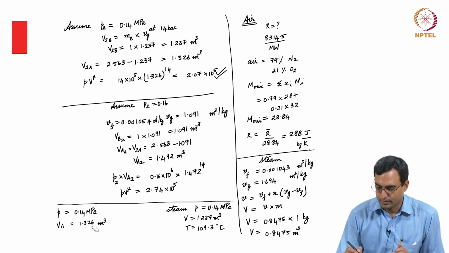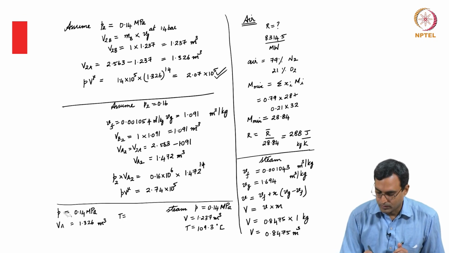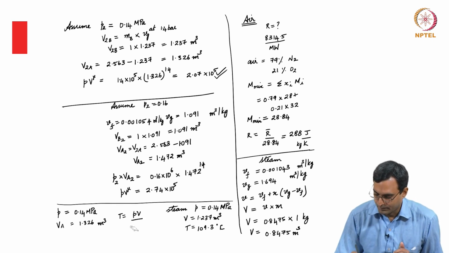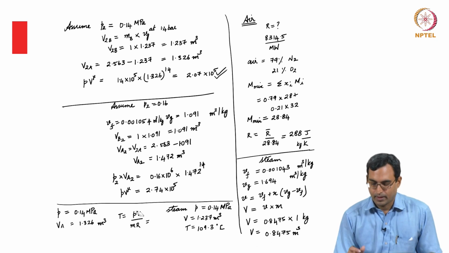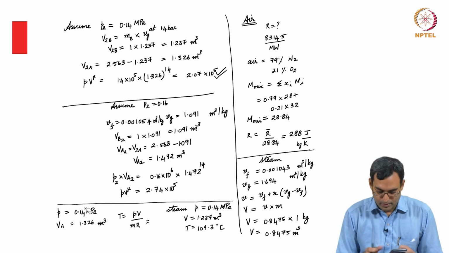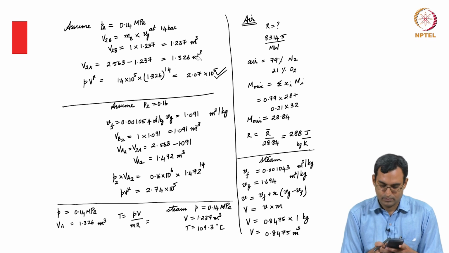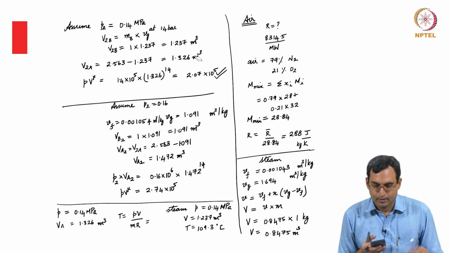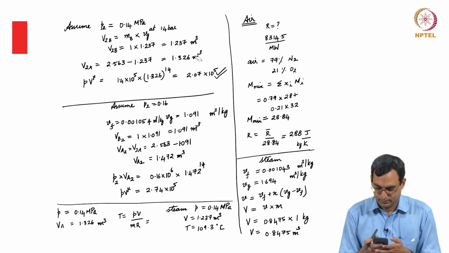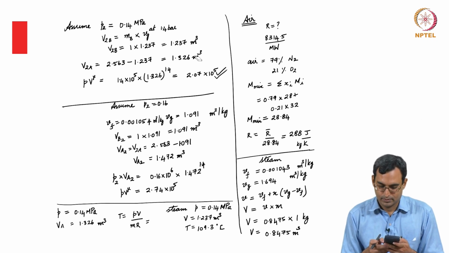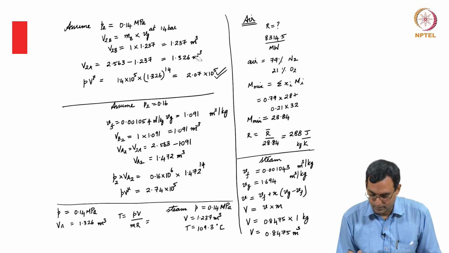In the case of the gas, I do not know directly the temperature, but I can use the ideal gas equation of state to find out the temperature. So, I know the pressure, I know the volume, so PV is mRT. So, T is PV by M into R. I know R is 288. So, I have 0.14 in 10 power 6 into the volume of A, divided by the mass of the gas, which is 2 kg, divided by R, which is 288, which gives me a temperature of about 322 Kelvin.